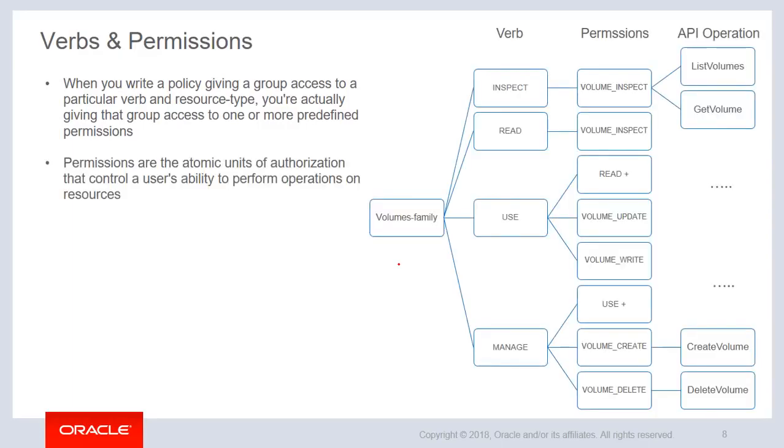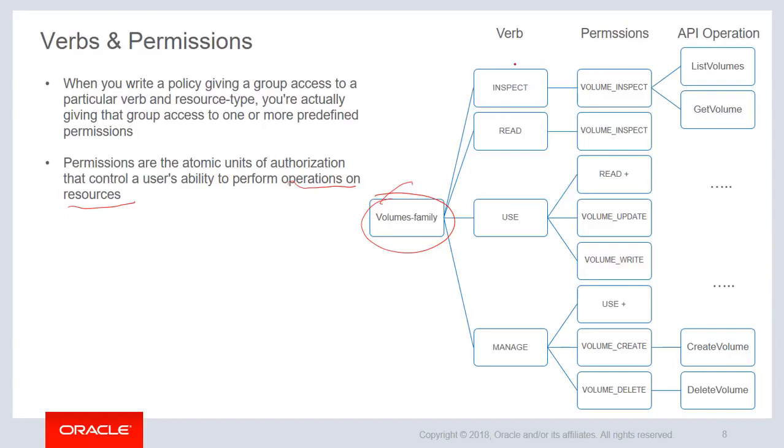Permissions are the atomic units of authorization that control a user's ability to perform specific API operations on resources. The keyword here is API operations on resources. So let me give you an example. We have a volume family here. We looked into different kinds of resources. There's block volumes, and there's an aggregate resource type called volume family.